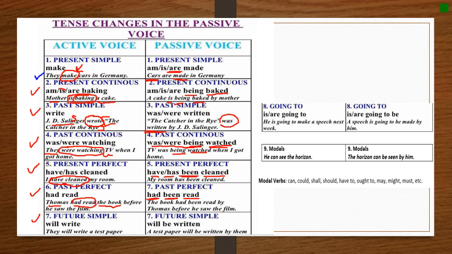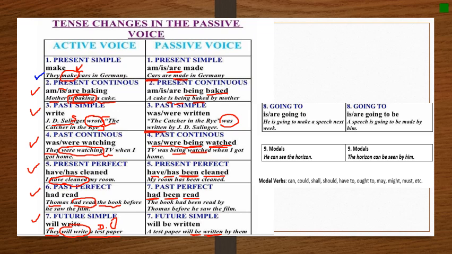Future simple, they will write a test paper. Subject, they. What will they do? Will write. What will they write? A test paper, direct object. So I start with a test paper. A test paper will. When you see will, you have to write be after it. It's a modal, be, past participle: written by them.